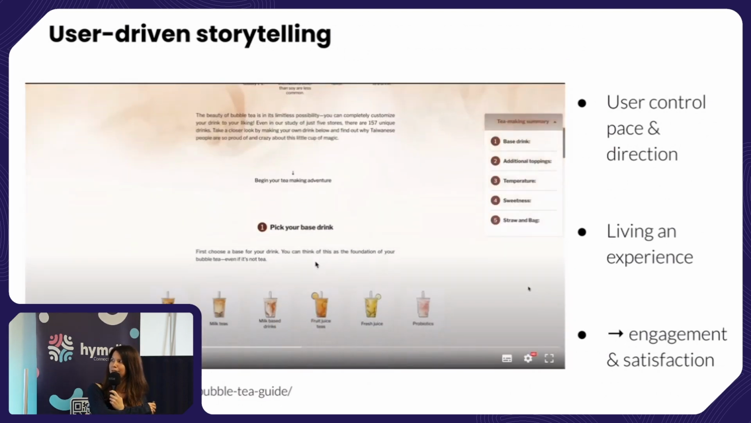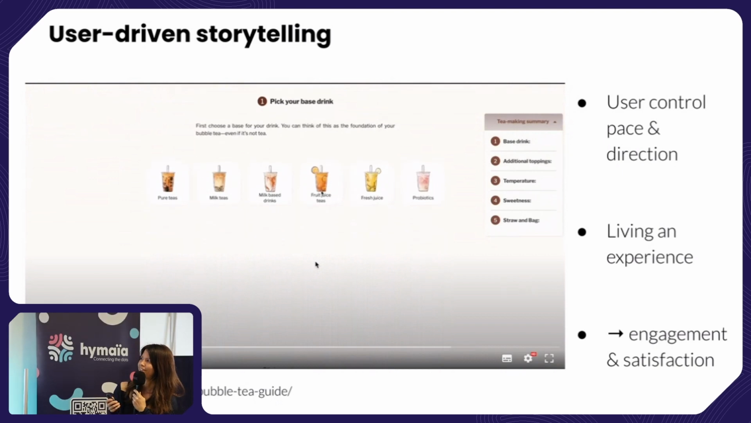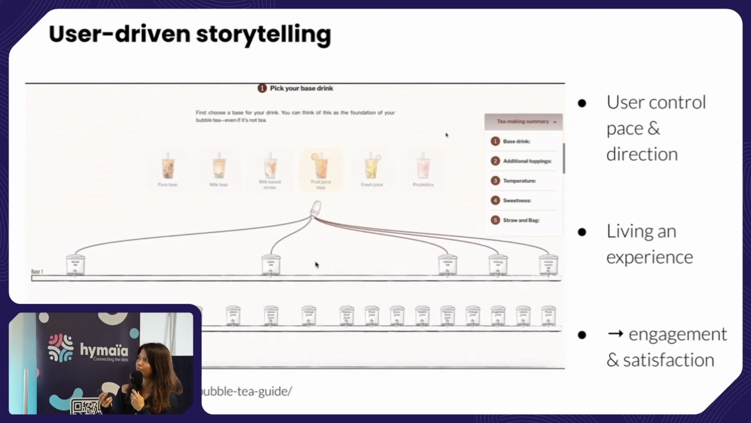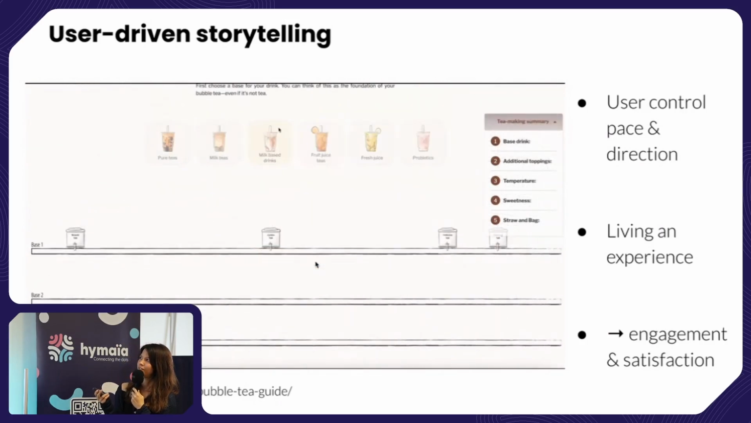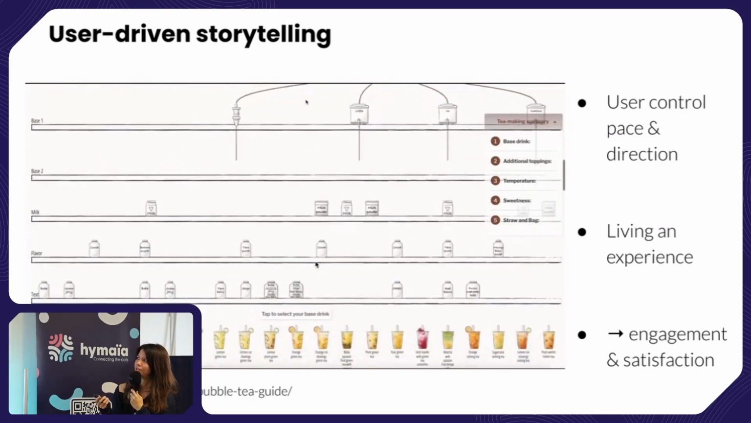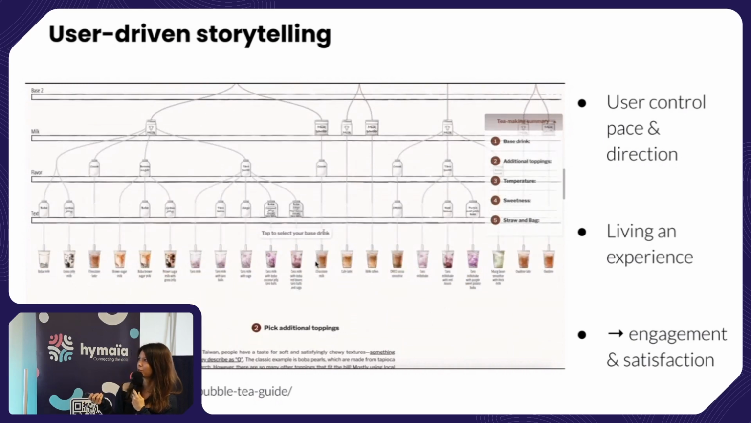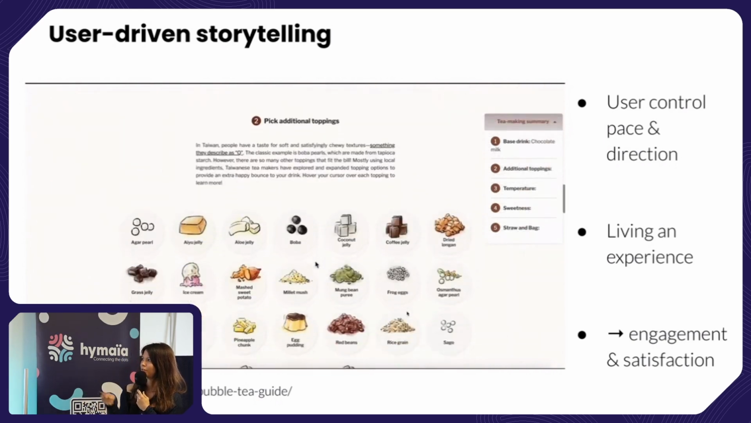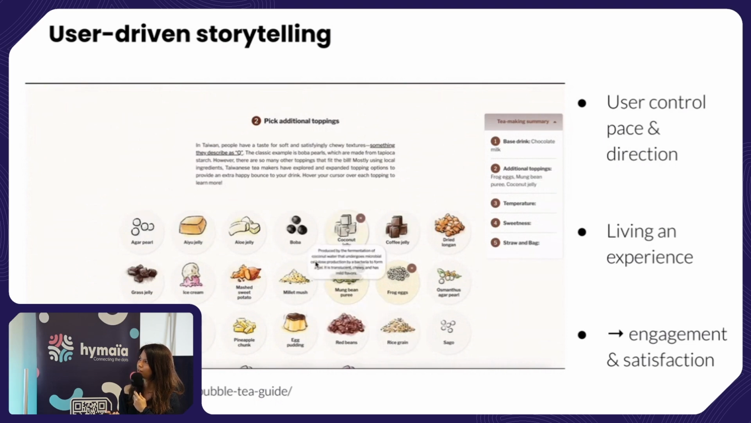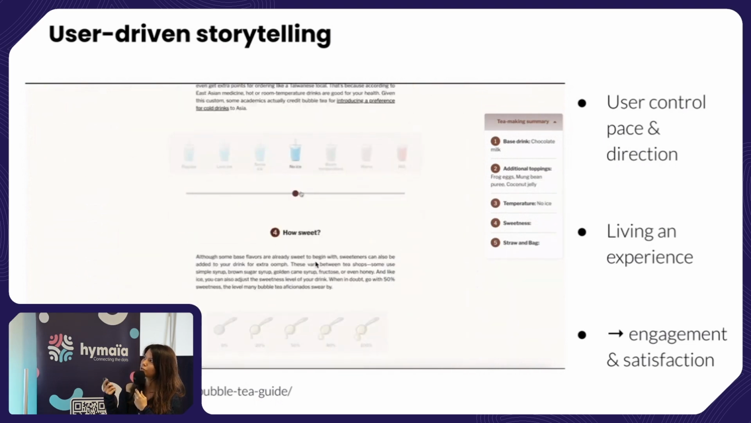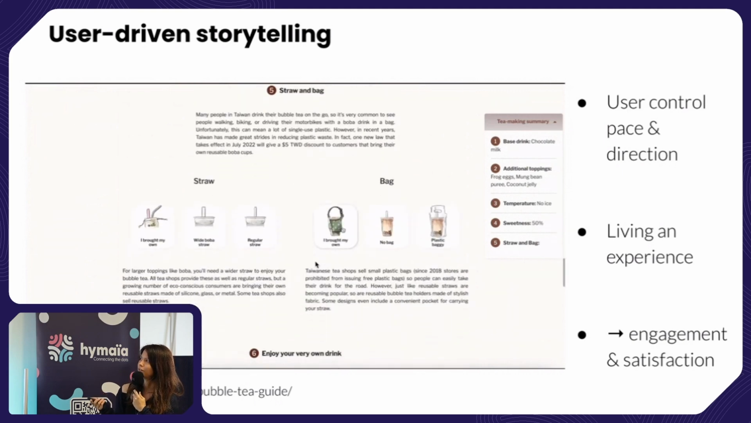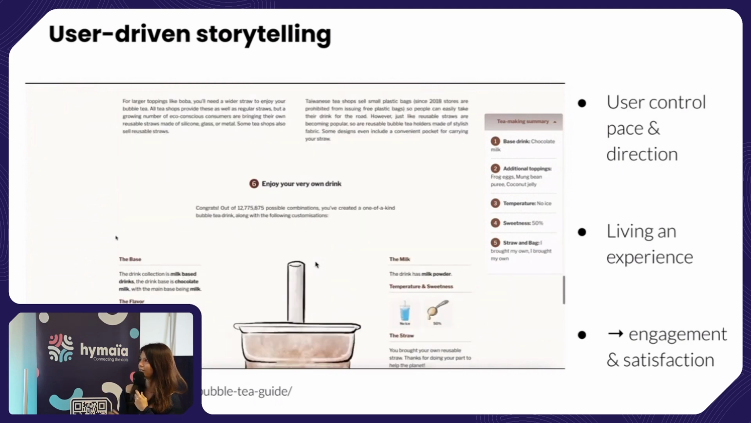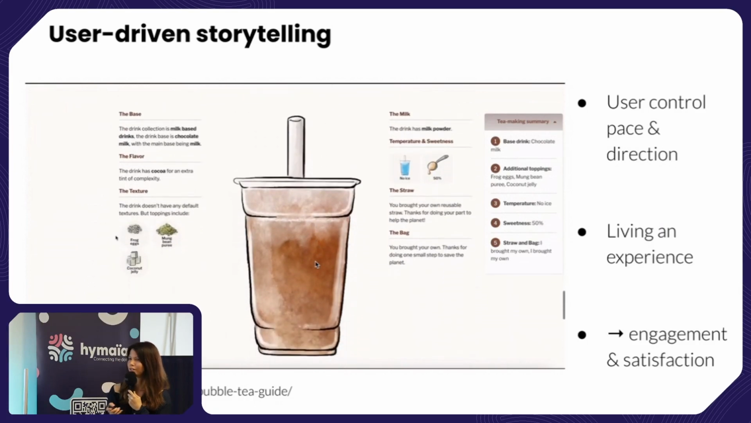So this is a piece on bubble tea in Taiwan, and we designed it so the user can feel like they're actually ordering bubble tea. So it's the same process. You order a base drink, and then you can pick your toppings, and then choose the sugar and the temperature, and if you want a bag or a straw, and at the end you end up with your own drink.